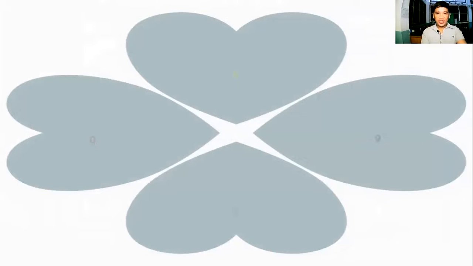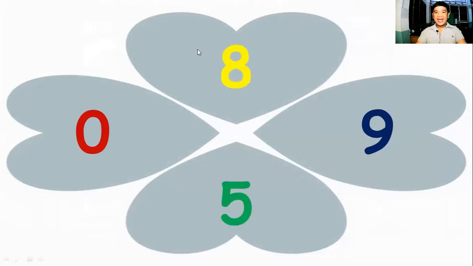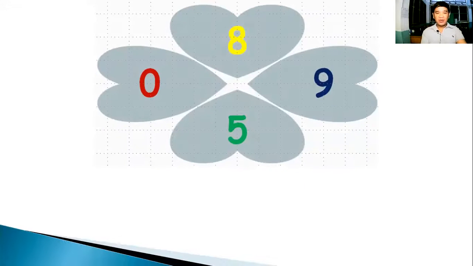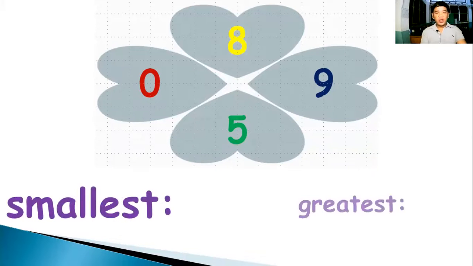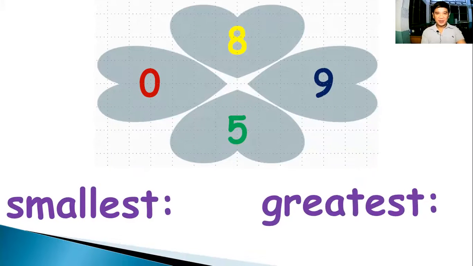Okay, another one. We have 0, 5, 9, and 8. Now, let us identify who is the smallest and who is the greatest now. So what is our smallest number? Very good. The smallest number is 0. And the greatest number is 9. Very good.